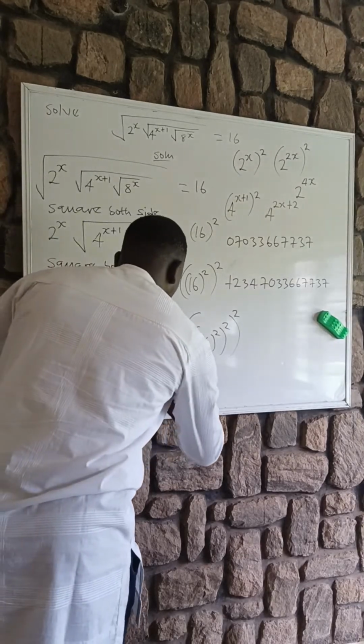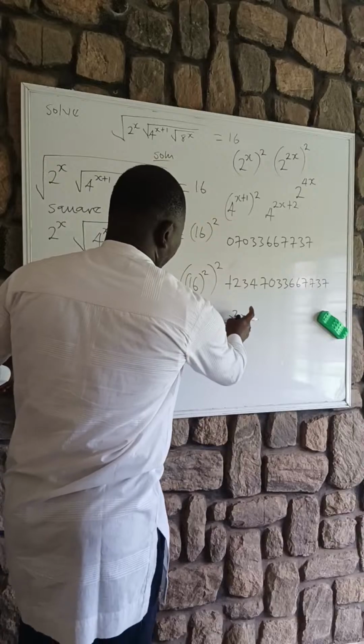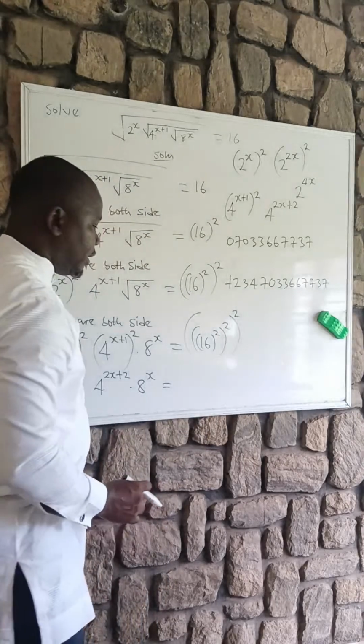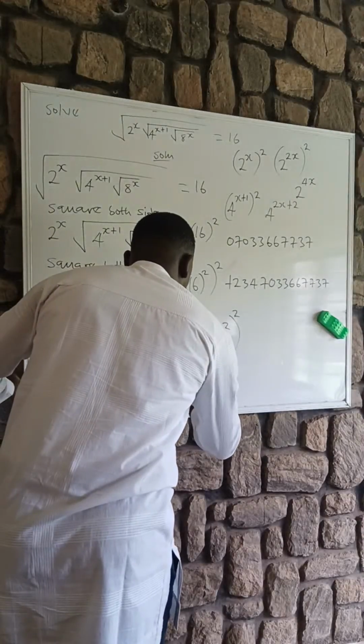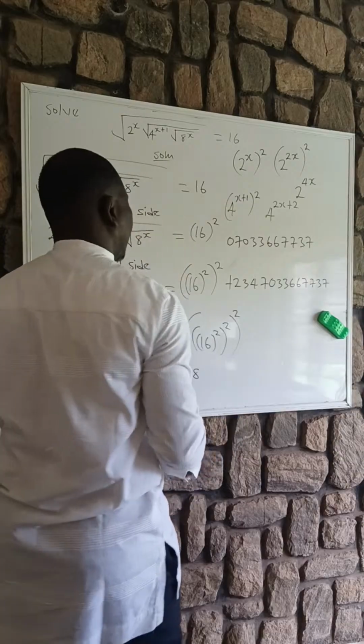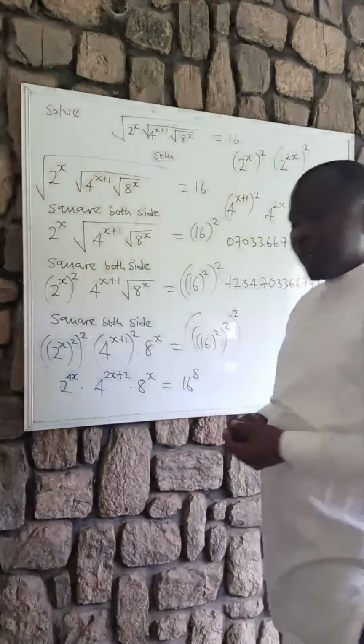Then times 8 raised to the power of x, true or false? Equals to, we are going to do the same thing here, 2 times 2, 4 times 2, 8. So here we are going to have 16 raised to the power of 8. Do you agree with me?